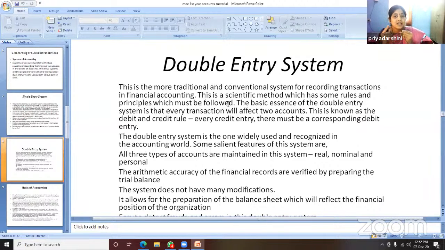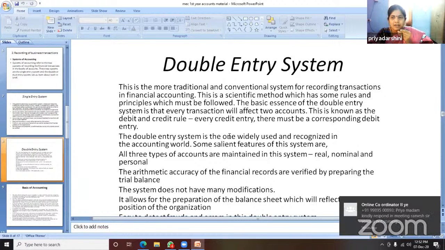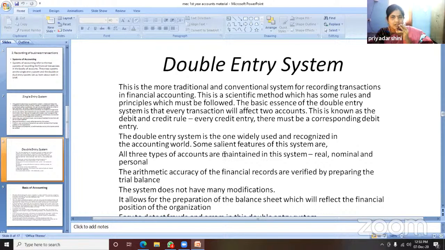That is, one is the receiver of the benefit and the other is the giver of the benefit. So whatever transaction or event occurred in the business will have two effects: one is debit effect and one is credit effect. The double entry system is the one widely used and recognized in the accounting world. Some salient features of this system are as follows.